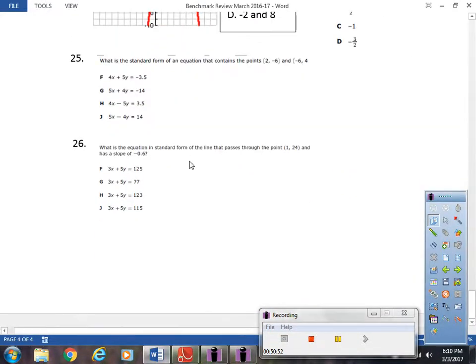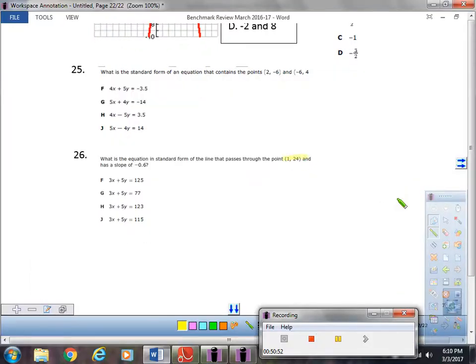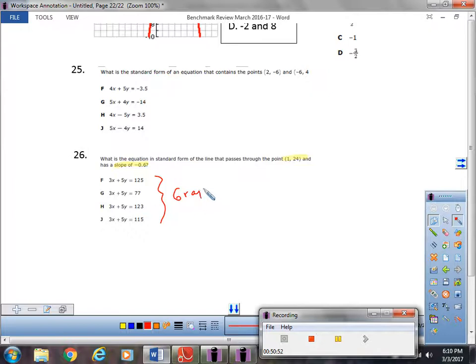Number 26 says, what is the equation of standard form of the line that passes through a point, and then they want to know which one would have the right slope. So again, they gave you a point. We can plot the point, and I can show you how to find slope in the calculator. All we need to do is graph each one of these. Then we can do a menu 811 with the point, and a menu 833 to find the slope.